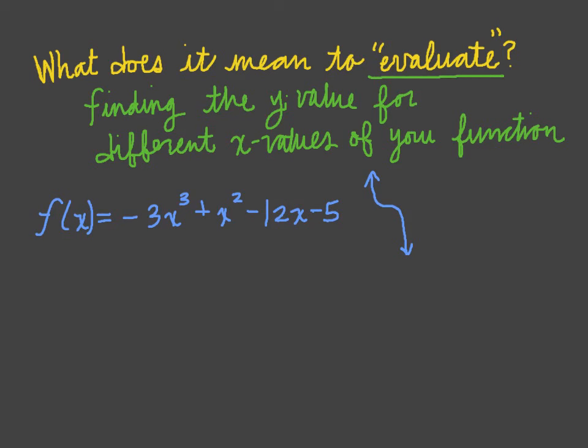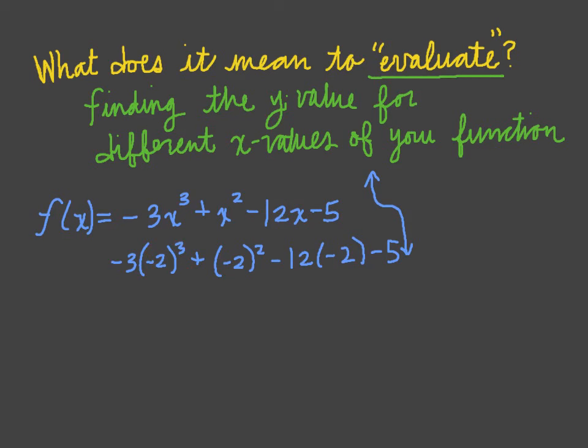Okay, so let's go ahead and plug in negative 2. It's going to be negative 3 times negative 2 cubed plus negative 2 squared minus 12 times negative 2 minus 5. This is a little bit more work than what we had with our quadratic before. There's a few more terms to deal with, so keep in mind your order of operations. You always want to do the exponent before you multiply. So first thing we have to do is negative 2 to the third, which is negative 2 times negative 2 times negative 2.